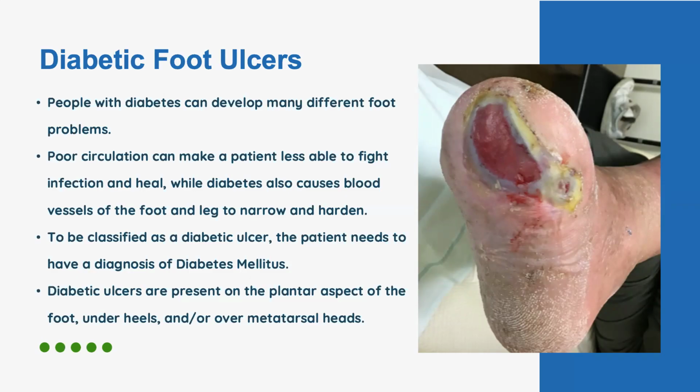There are many mechanisms that not only cause wounds in diabetic patients, but that also occur simultaneously and prevent them from healing effectively. To be classified as a diabetic ulcer, the patient has to have a diagnosis of diabetes. And as I mentioned, diabetic ulcers are most commonly present on the plantar aspect of the foot, under the heels, and over the metatarsal heads. But by definition, any ulcer below the level of the malleoli in a patient with diabetes and neuropathy.